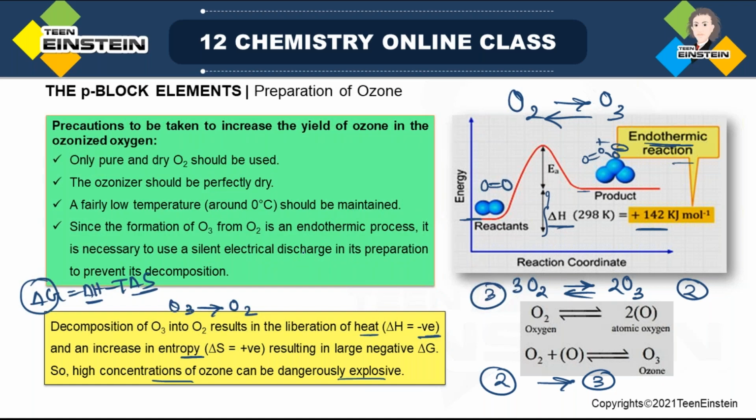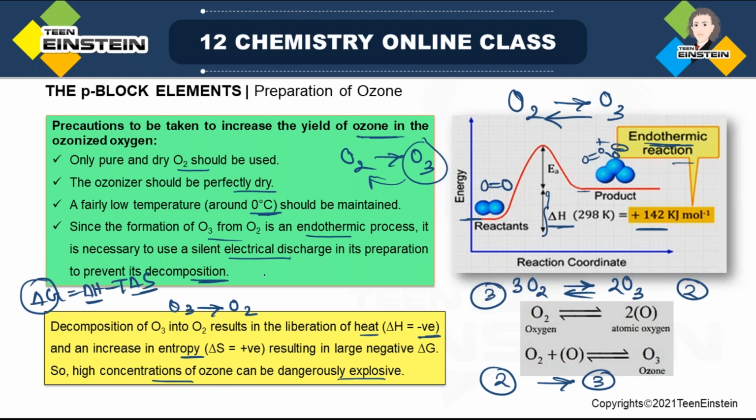Some precautions we have to take to increase the yield of ozone when you are trying to make ozone starting from O2. Only pure and dry oxygen should be used. The ozonizer should be perfectly dry. There should not be any moisture. Temperature should be low, because the energy we are providing is in terms of electrical energy, not heat. Since the formation of O3 from O2 is an endothermic, energy requiring process, silent electrical discharge is required in its preparation so that decomposition is not there. That means the O3 that you are making should not be further decomposed to O2. That is not desired. So that is mentioned here.